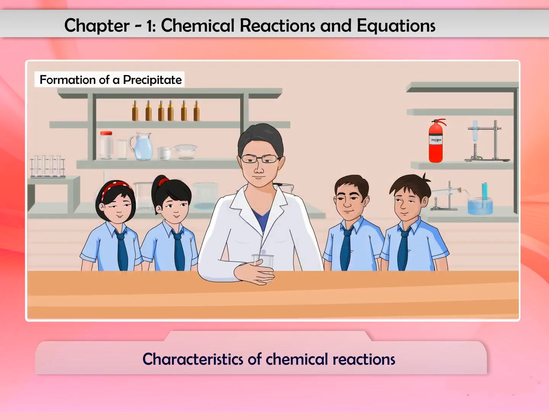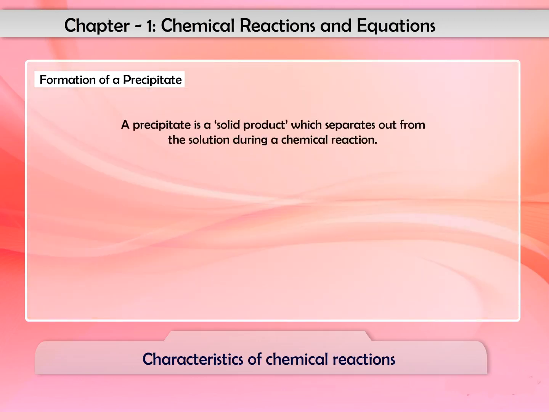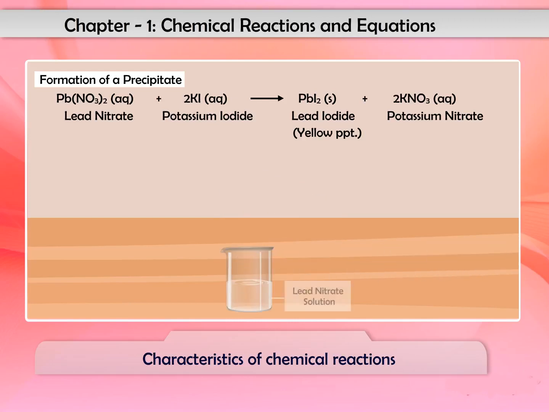Now we will discuss the second characteristic, that is formation of precipitate. When two reactants are mixed, if one of the products formed is insoluble in water, then it is called a precipitate. Thus we can say that a precipitate is a solid product which separates out from the solution during a chemical reaction. Let us understand this with a few examples.